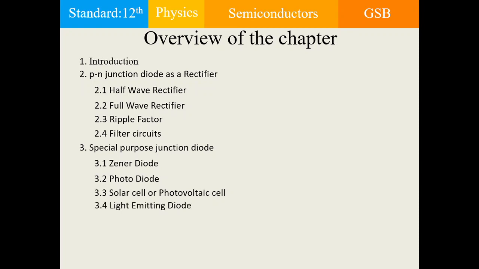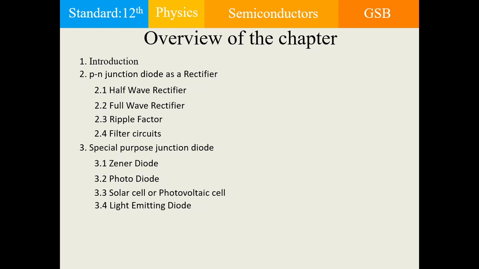Next is the light emitting diode, LED. We all know LED. Whenever you supply power to the LED, whenever you connect an LED to a battery, the LED will start glowing. It will emit light. So that's why this special purpose PN junction diode is called a light emitting diode.